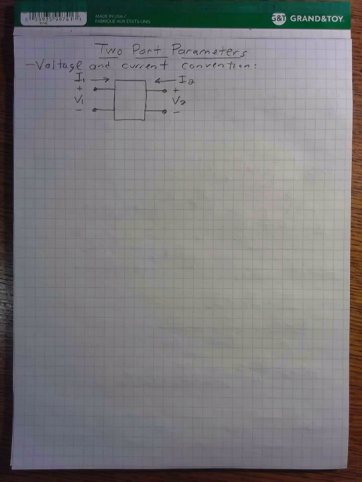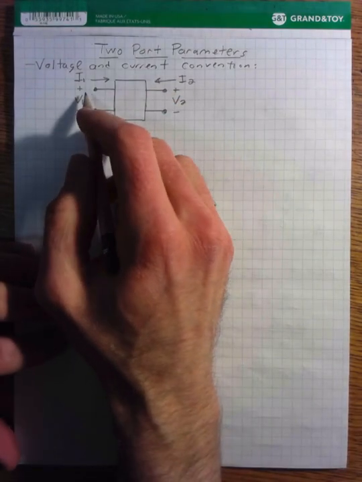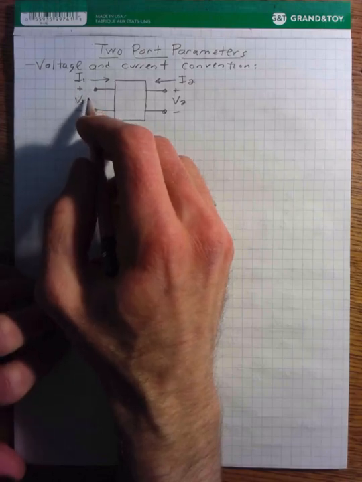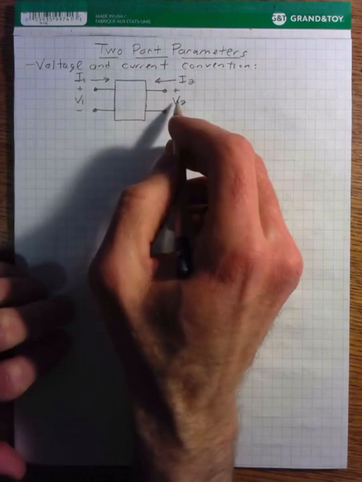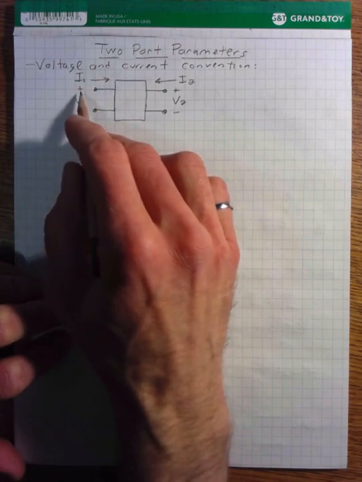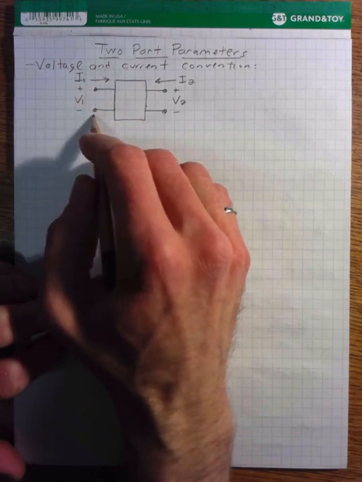So two-port parameters are basically the way that we characterize the voltage and current at the ports of our black box system. And this diagram shows the convention that we use when characterizing voltage and current at the input to our two-port systems. So voltage 1, V1 is on the left-hand side, V2 is on the right-hand side. The positive polarity is at the top, negative at the bottom.